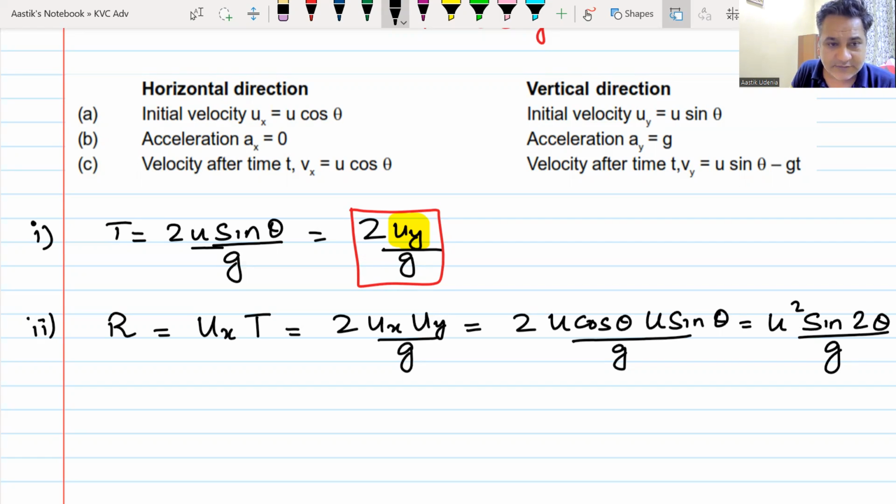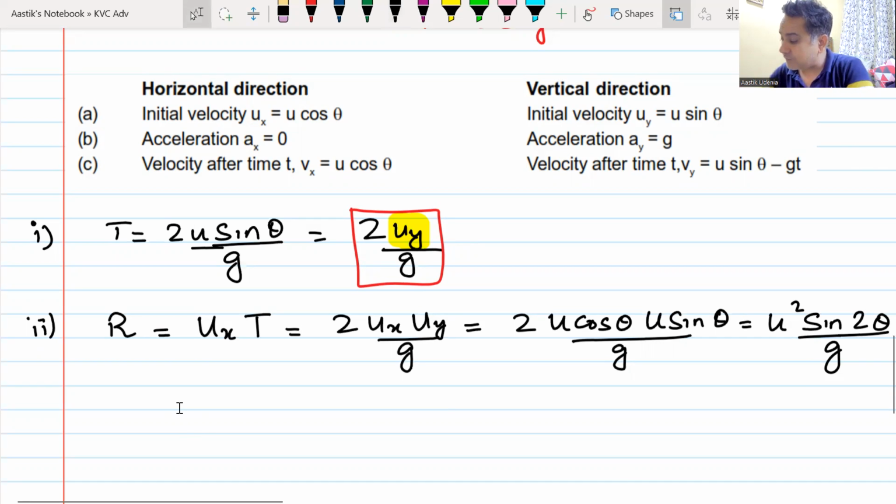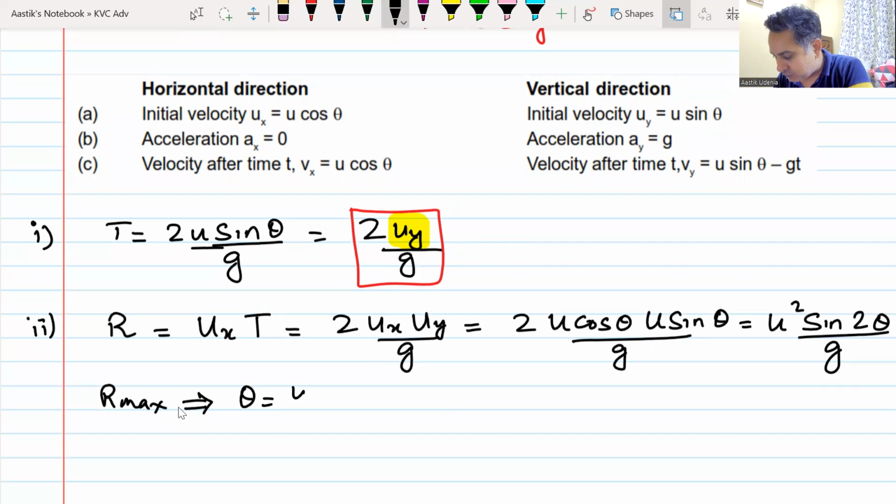What is the other formula that is left? What is the third formula that is left? Tell me, my dear friends. Here we can write one more formula for maximum range. Range is maximum when theta is 45. Yes or no?